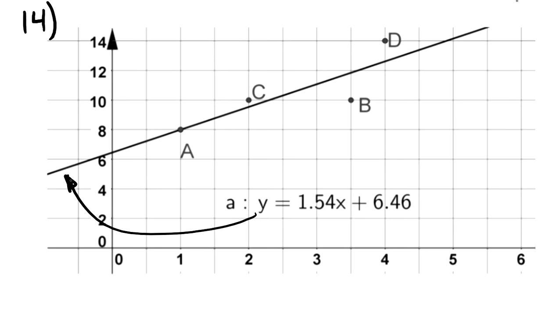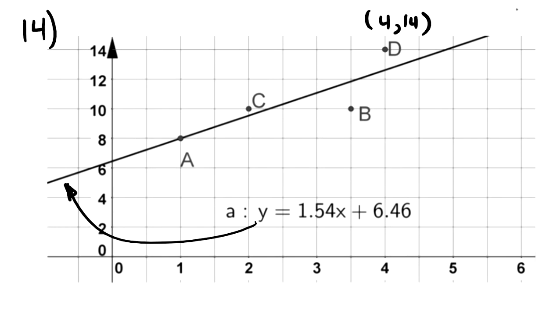It also tells us the exact coordinates of point D. Point D is at 4 comma 14, so there's point D. And the question asks, what is the residual for point D? I know that the residual is the value that it's above, and I can see that point D is above the curve, so it will have a positive residual.